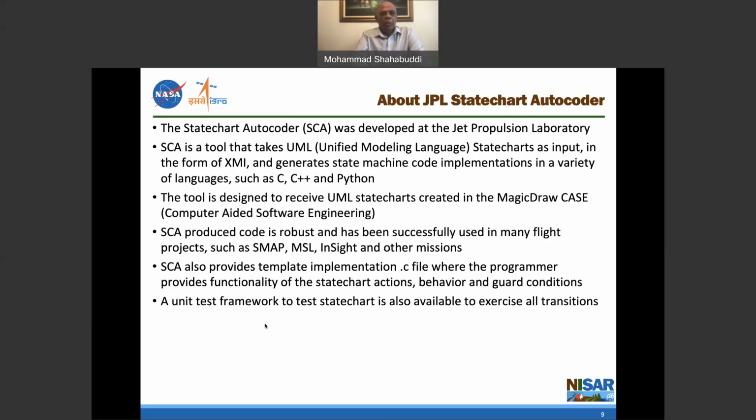SCA-produced code is robust and has been successfully used in many flight projects such as SMAP, MSL, InSight, and other missions. So the state chart AutoCoder provides a template implementation of the .c file where the programmer provides the functionality of the state chart actions, behavior, and guard conditions. And then we also have a unit test framework for the state chart that is available to exercise all the transitions.